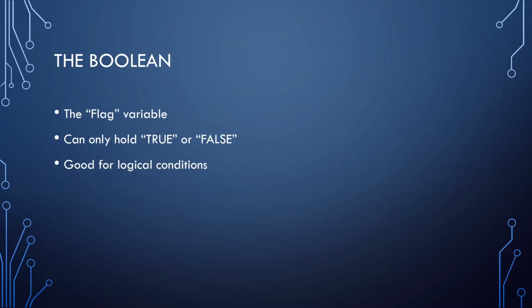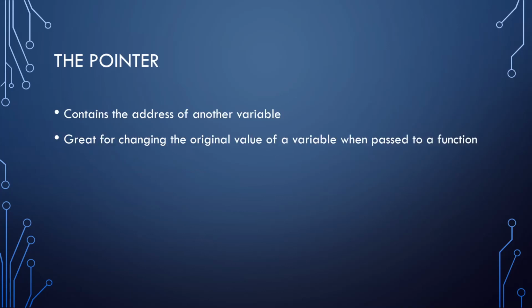The Boolean. This is the flag variable. This can only hold true or false. This is another very conditional variable. You can have a function test something, and it can return true or false depending on whether that test turned out to be true or false. This is a variable type that you store true or false in. It's good for logical conditions.